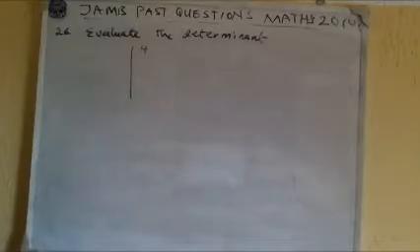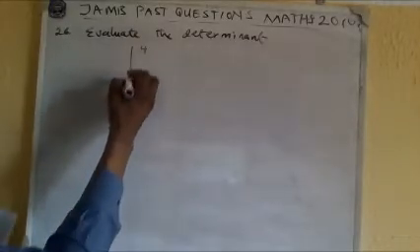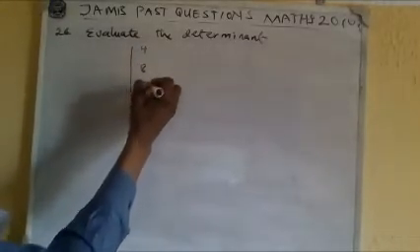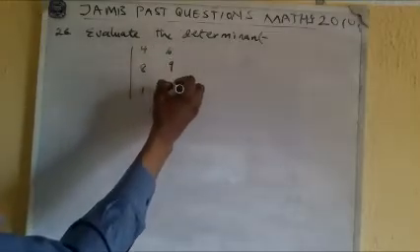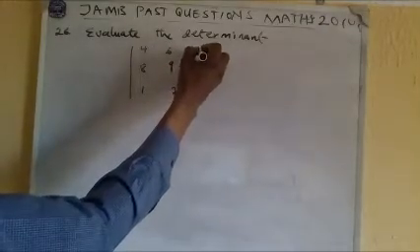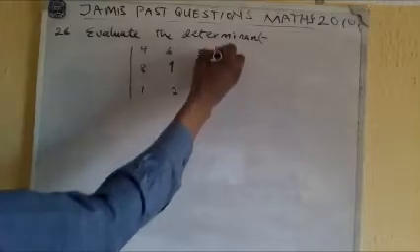I need to see clearly. This is 8, 1, 6, 9, 2, 3, 1, 7. So find the determinant.